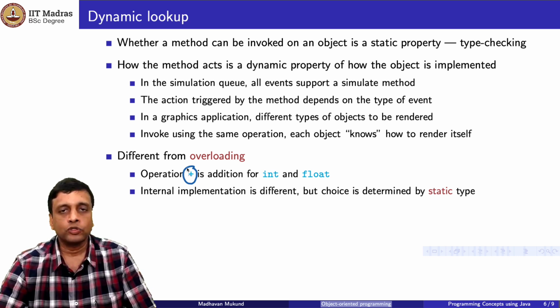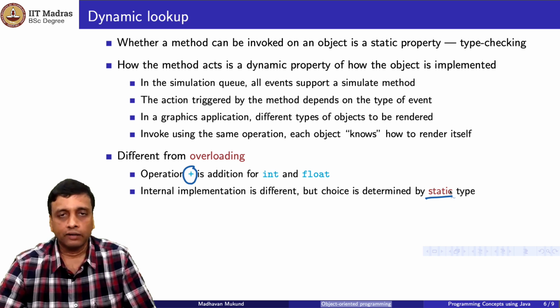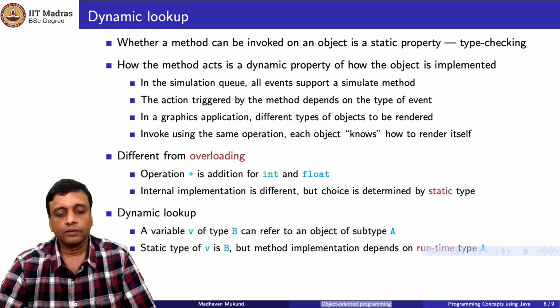Which plus is used, and which internal algorithm is used to add these values, depends on the static type associated with the variables we're trying to add. If it is integers, it will use the integer algorithm for addition in terms of bit strings. If it is float, it will use the float algorithm. But this is static, right? Overloading happens when we apply different functions with the same name to different types, and the type of the value as it is declared determines which interpretation of this function is going to be used. Now, in dynamic lookup, this is done at runtime.